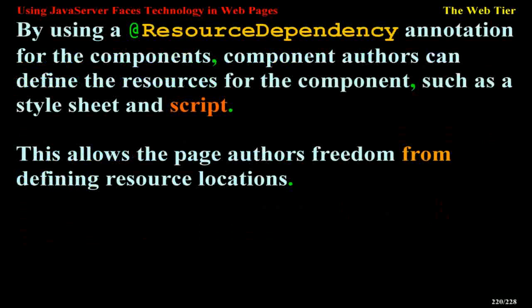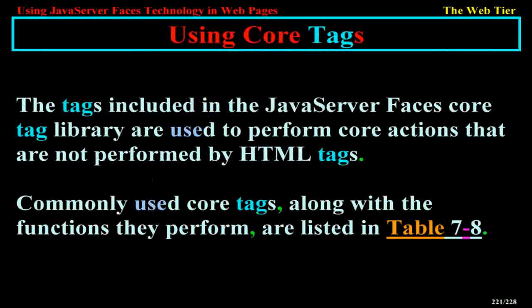By using a resource dependency annotation for the components, component authors can define the resources for the component, such as a style sheet and script. This allows the page authors freedom from defining resource locations, using core tags.